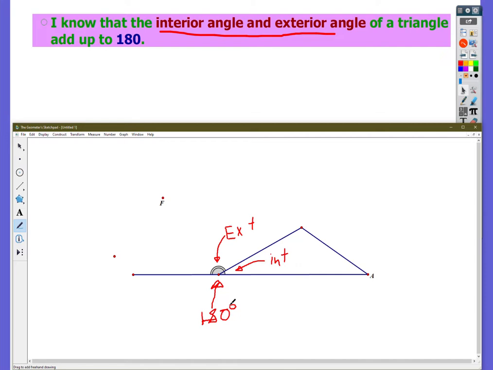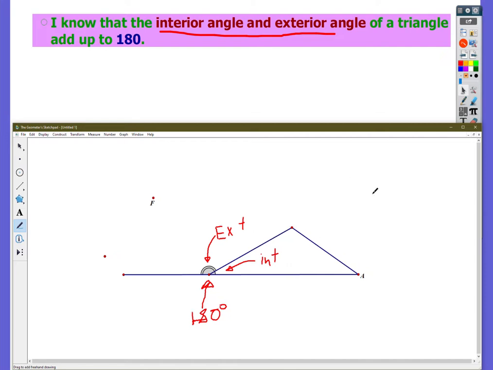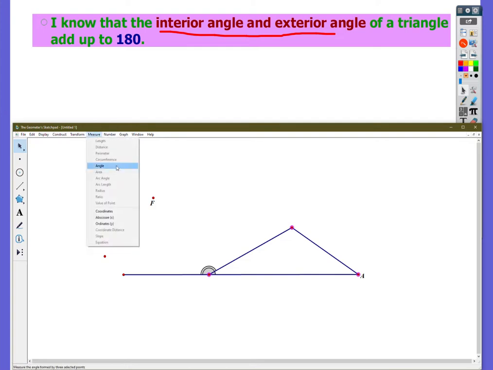Let's go through and prove it to ourselves. Let's measure it, and then look at those angles. We'll clear everything real quick and measure those. Let's measure this inside angle here. We'll select our 3 points and measure that angle. Right now it's 28.19. And then we'll measure this angle here. We'll select our 3 points and measure that angle, 151.